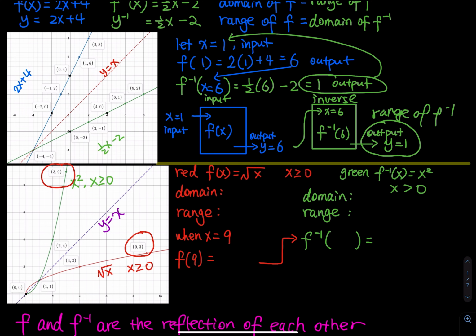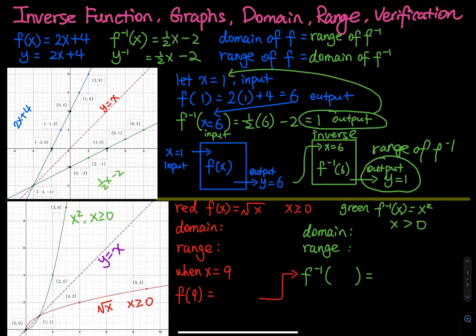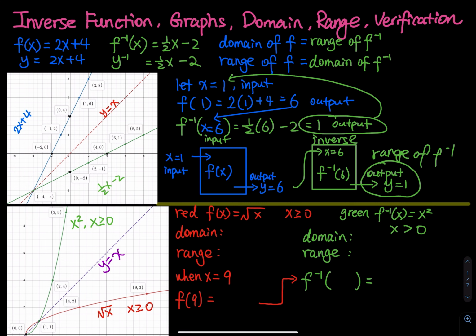So when you swap the x and y, the domain and range are switched. That's why I said this so many times. When you look back to the very beginning, the domain of f is the range of f inverse, and the range of f is the domain of f inverse. So the x and y got switched.